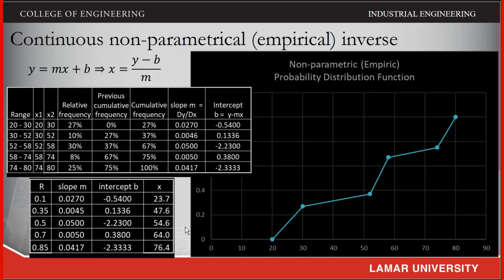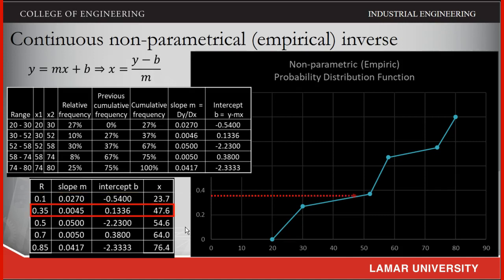Once we have the segments of straight line, we can anticipate the slope and the intercept. We can compute those based on the fact that we know the points. And once we have those data, if we generate random numbers, then we can map these values. For instance, if the random number is 0.1, the slope is 0.027, the intercept is negative 0.54, and by doing the inverse of the straight line, we obtain x equals 23.7.